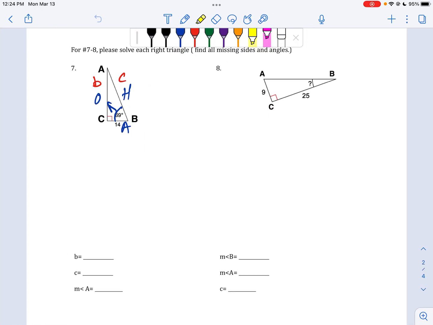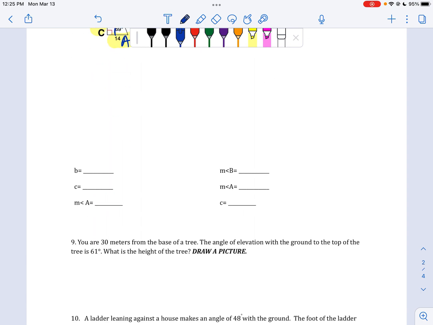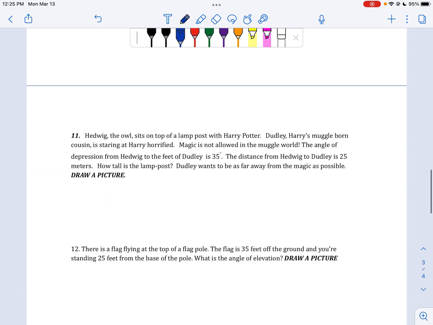I chose to find B first, this side first. You could find C first. It doesn't really matter. We're going to have to find both anyway. So finding that side, that's my opposite side, and I want to use what I'm given. So I want to use that 14, which is my adjacent. So opposite and adjacent is tangent.